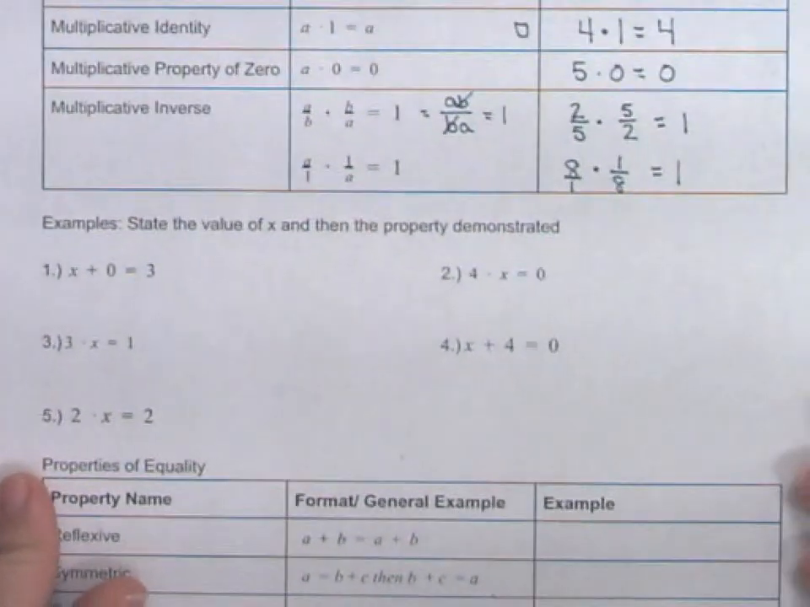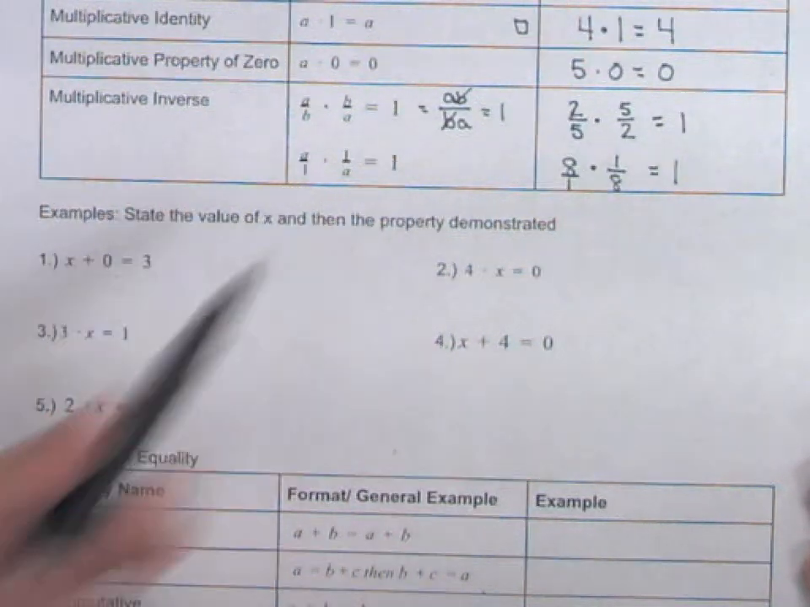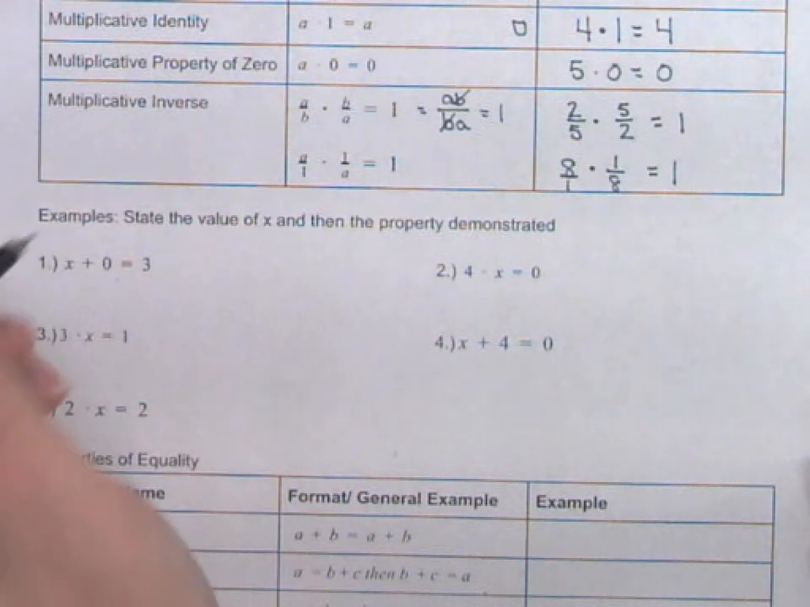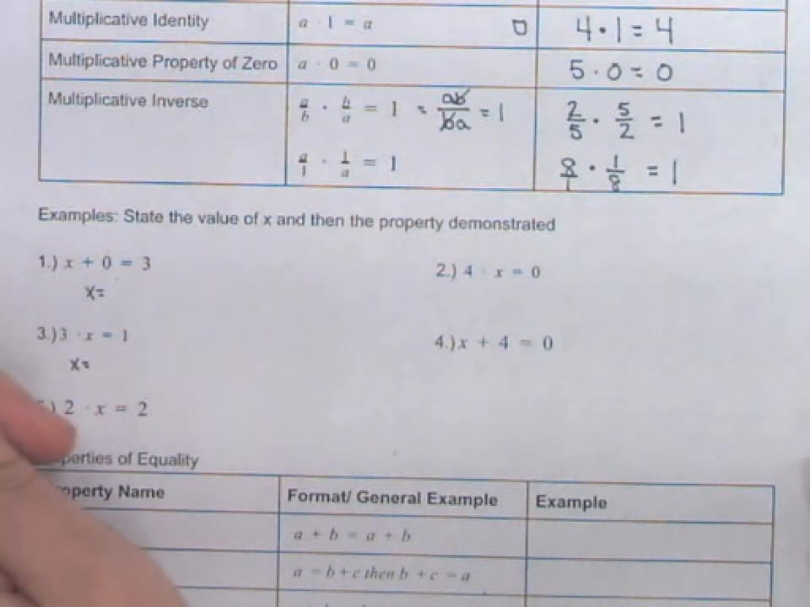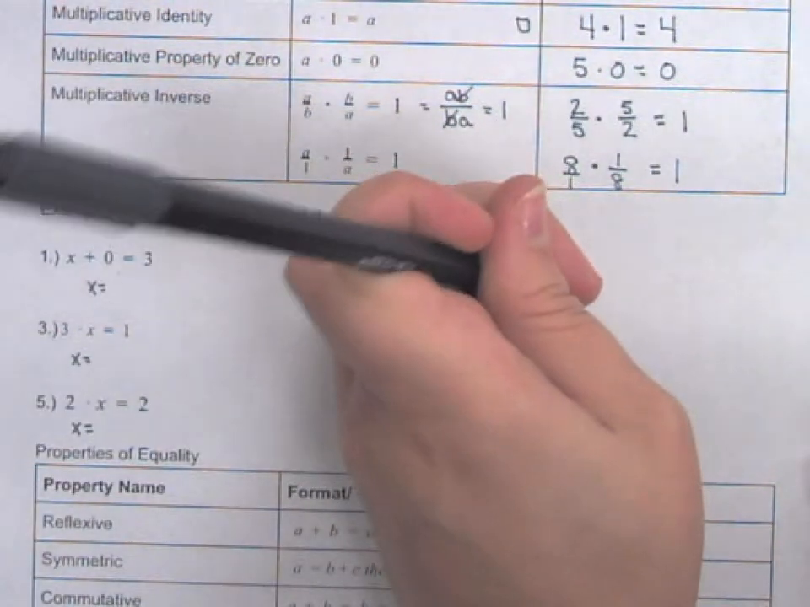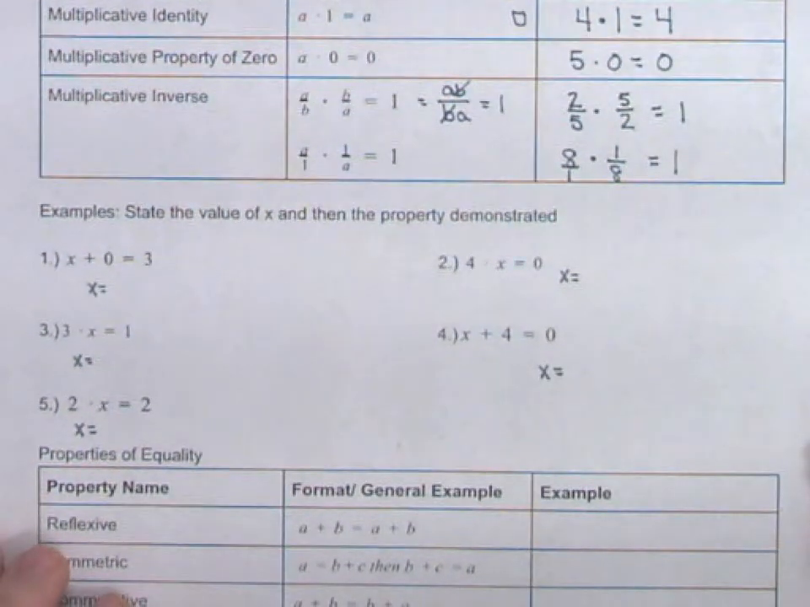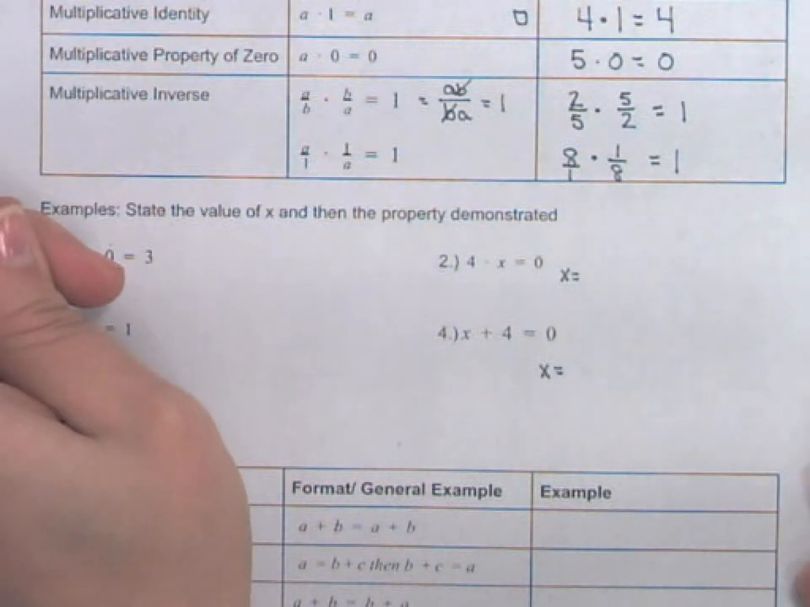So, examples. There's 5 of them there. You just learned 5 properties. Look at each of them. It says, state the value of x. So first, look at every single one of these and go, what would make this true? What plus 0 makes 3? And then just write the number, right? X equals, and then write the answer for every single one. Then, next to it, write what property you used out of those 5 we just talked about. So the first one, x would be 3.